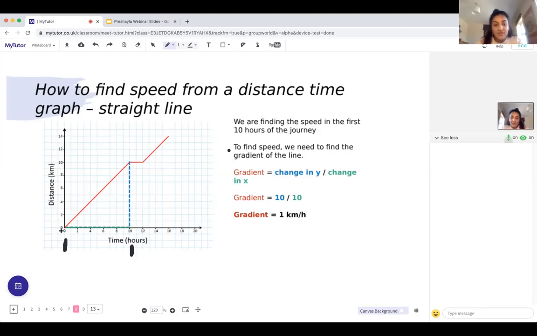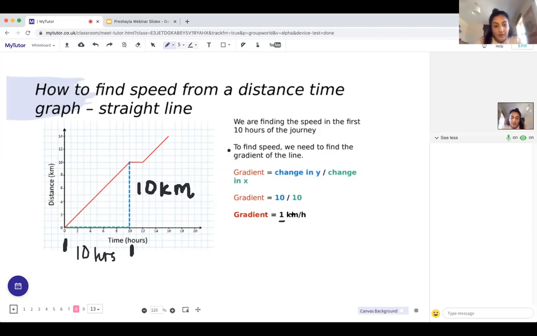So first of all, let's find our change in y. How high is the triangle? Well, it goes from 0 to 10 kilometers. So our triangle is 10 kilometers high. We do the same on the x-axis. We find the change in x, or how wide the triangle is, and we see that it goes from 0 to 10 hours. So our change in x is 10 hours. Now we need to divide them by each other: the change in y divided by the change in x. So we do 10 divided by 10 is 1.